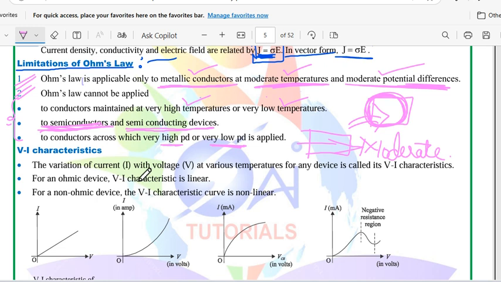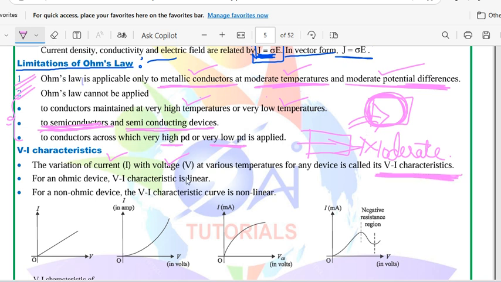Okay. So in case of VI characteristics of Ohm's law, there are some variations between the potential difference and current. I have told you in what is Ohm's law, there are variations of current in the conductor and, corresponding to that voltage, how much variation there is between the current and the voltage. The variation of current with voltage V at various temperatures for any device is called VI characteristics. So let us discuss one by one.